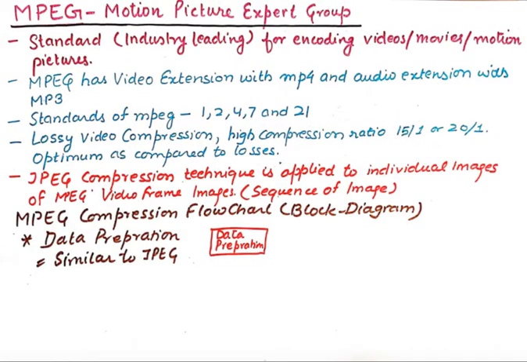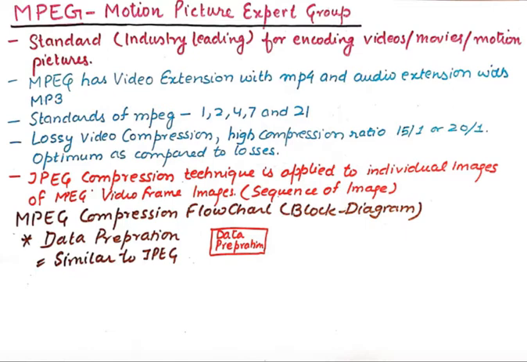Now MPEG is similar to JPEG. The same compression technique is applied to individual images of MPEG, because a video is made up of various images in sequence, so whatever compression is applied to those individual images is applied to all the images in the sequence for MPEG. So if you know JPEG well enough, understanding MPEG would not be a problem.